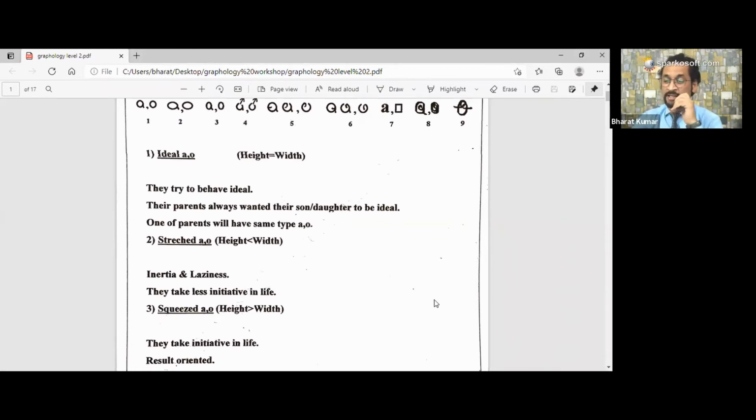Now, squeezed A. Check third type of A. It looks like a compressed orange. So height is greater, width is lesser. Please identify the third type of A. Height is greater, width is lesser. So these kinds of people generally take new initiative, who dare to take chances in life. That's why they dare to take initiative. So these are chance taker people. Okay, so they have actually good confidence. They are prompt in answering and replying.